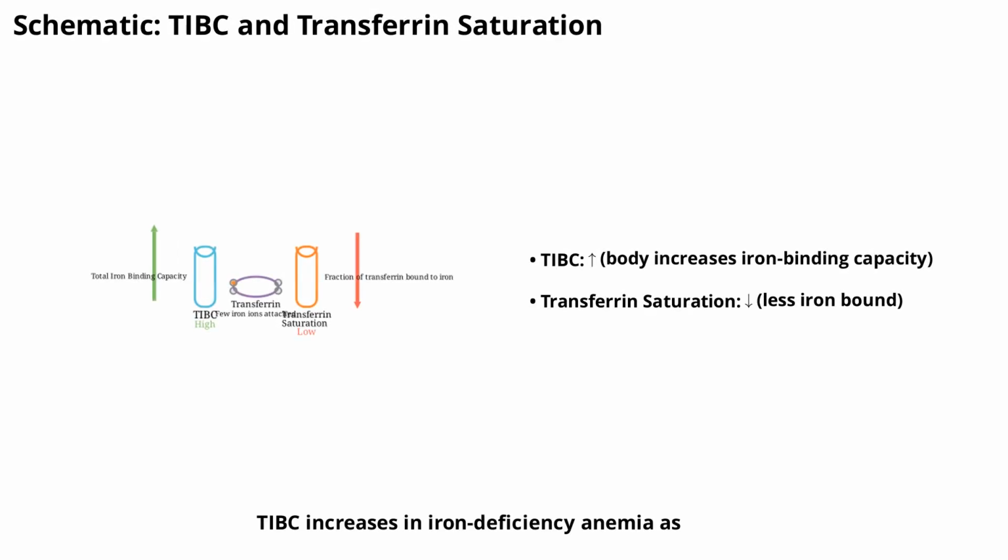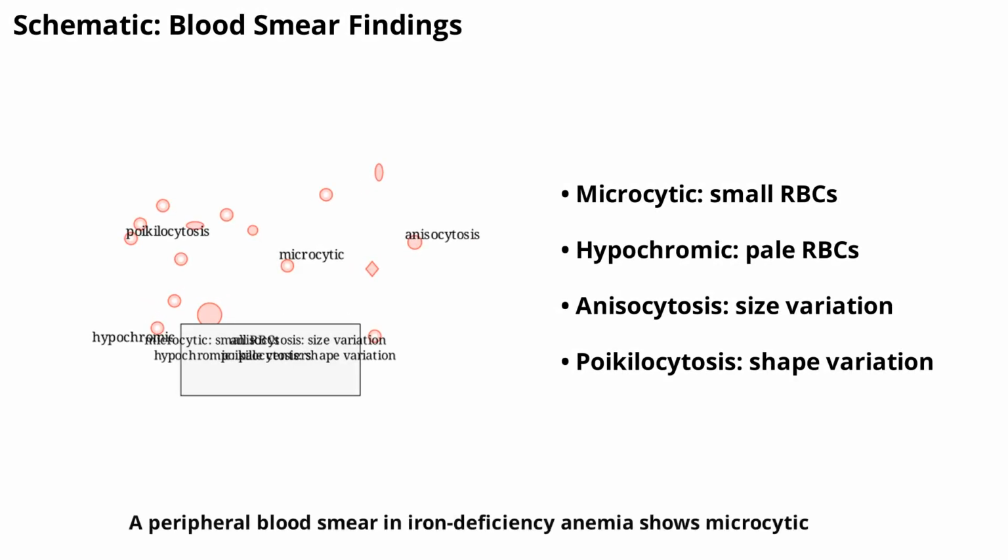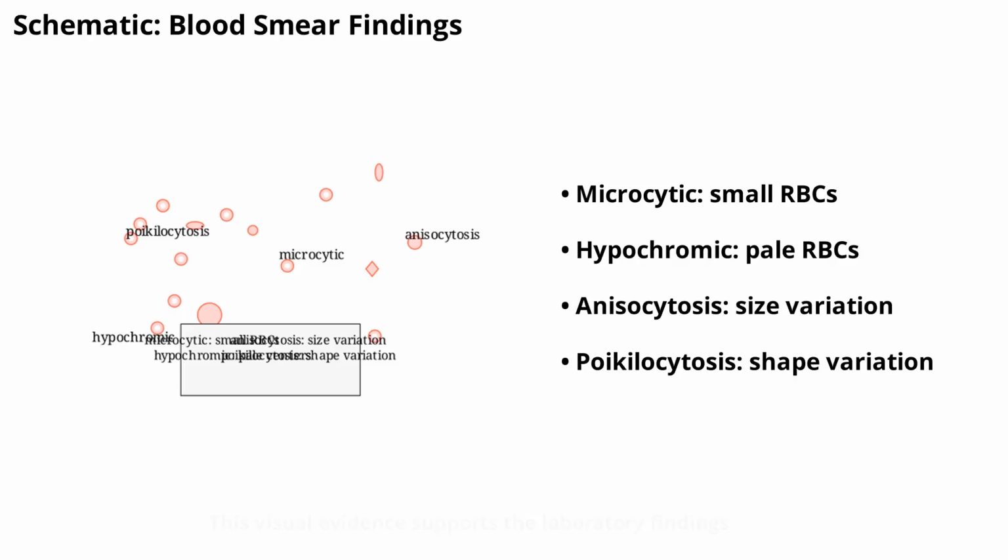TIBC increases in iron deficiency anemia as the body tries to capture more iron, while transferrin saturation decreases. Visualizing these changes helps clarify their diagnostic value. A peripheral blood smear in iron deficiency anemia shows microcytic, hypochromic red blood cells, often with increased variation in size and shape. This visual evidence supports the laboratory findings.